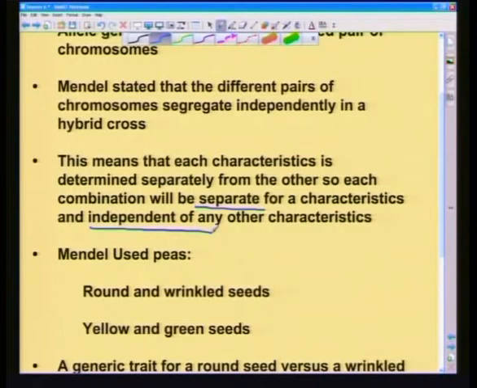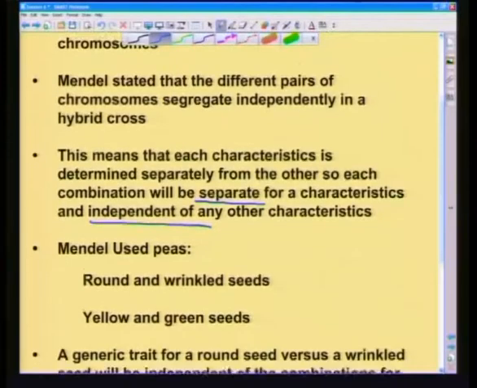That is why you can have blonde hair and brown eyes and a very fair skin, or you can have dark brown hair, dark brown eyes, and a very fair skin, or whatever the combinations are. They are independent, so we have independent assortment.